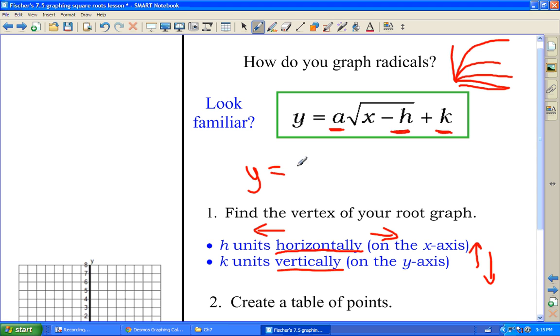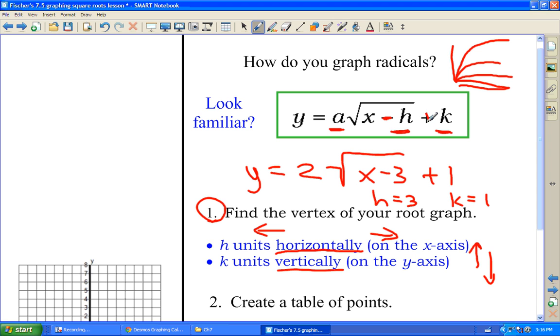If we were to plot y equals 2 times the square root of x minus 3, plus 1, we should first find our vertex, like it says here, and this means h is going to be 3. Notice it's not negative 3 because it's looking for x minus 3. The minus is built into the formula, so h is 3. K is 1. It's looking for a plus 1 out here, and we've got a plus 1, so K is 1. This means it's going to shift to the right 3 and up 1.